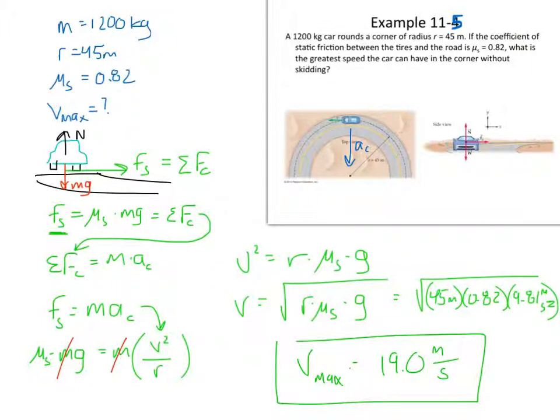Now it can go slower than this, and the car will still stay on the track because there's more than enough static friction force to keep it on the track. But this right here is the maximum velocity that will completely max out the available friction and still keep the car on the track.